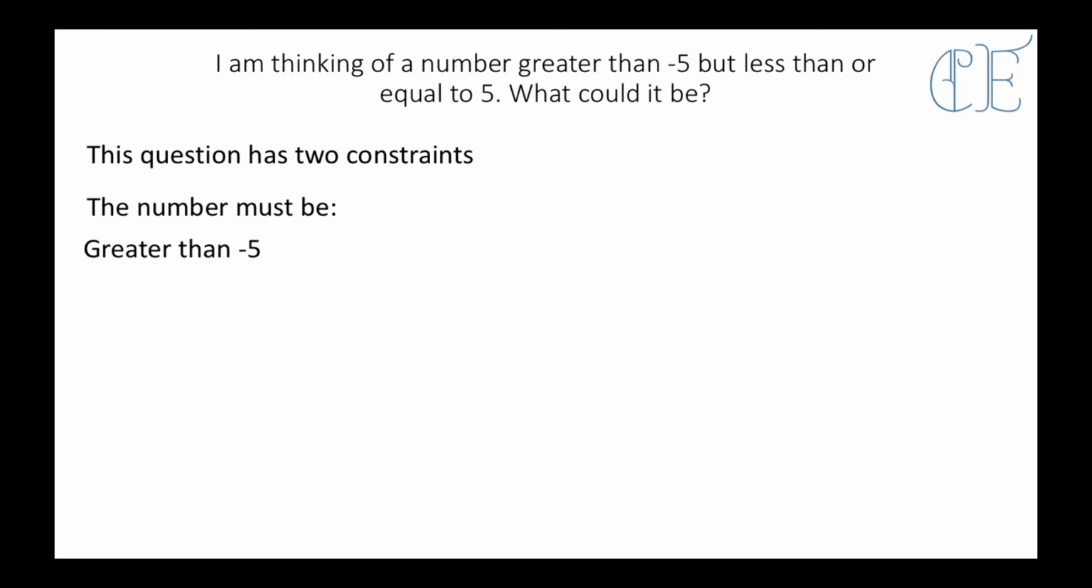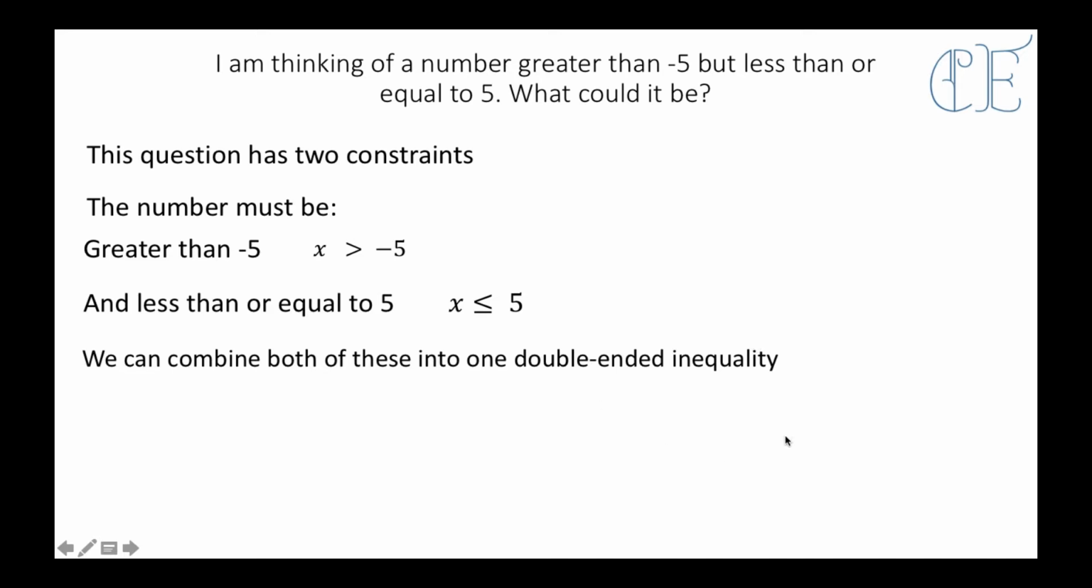So the number must be greater than minus 5, which looks like that, and less than or equal to 5, which looks like that. So we know how to write both of these separately, but when we write it as two constraints like this, we have to write it together. So we can combine both of these into one double-ended inequality.